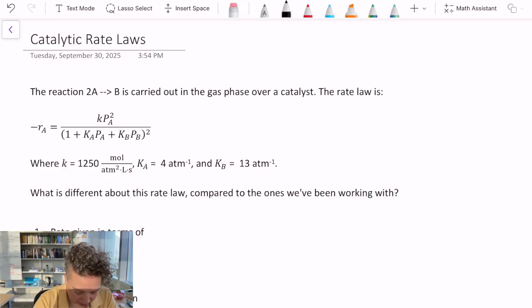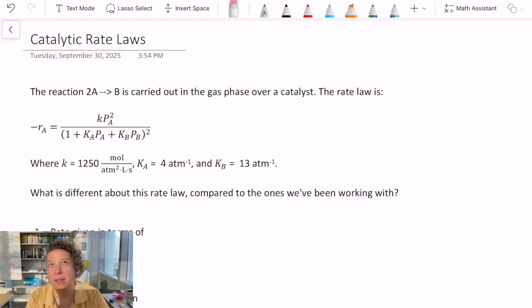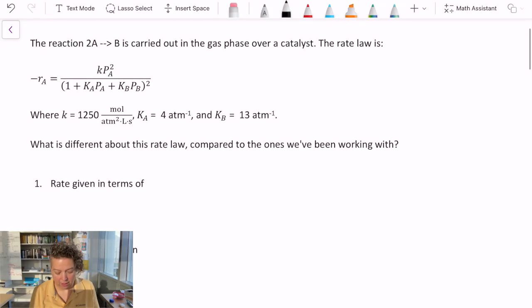And because of that, the form of the rate law looks like this, which is slightly different than the power law rate laws that we have been looking at. So in this lecture, we're going to cover why that is. Okay, so what is different about this rate law compared to the ones that we've been looking at?